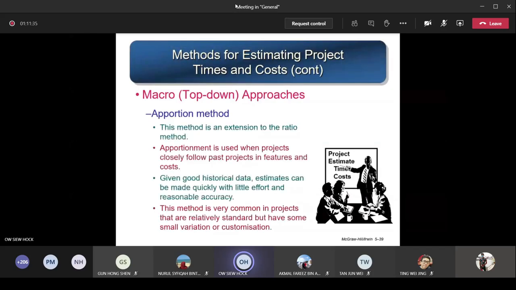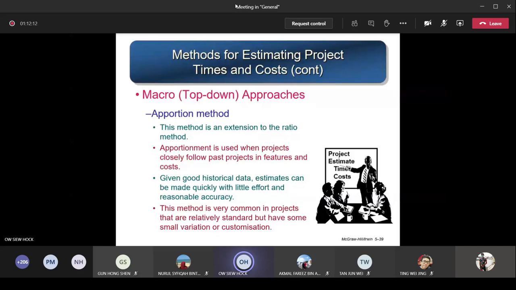The next method is called the apportioned method under the top-down approach. This method is an extension of the ratio method. Apportionment is used when projects closely follow past projects in features and costs. Given good historical data, estimates can be made quickly with little effort and reasonable accuracy. This method is very common in projects that are relatively standard but have some small variations or customization. So with the apportion method, you base it on historical projects, past projects that have a similar nature or features to your current project.